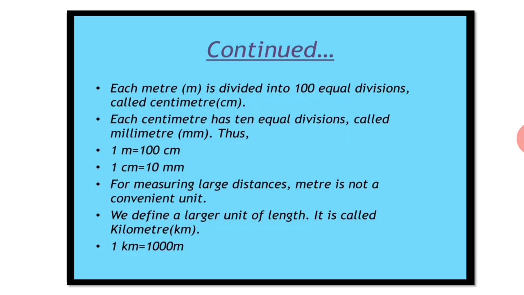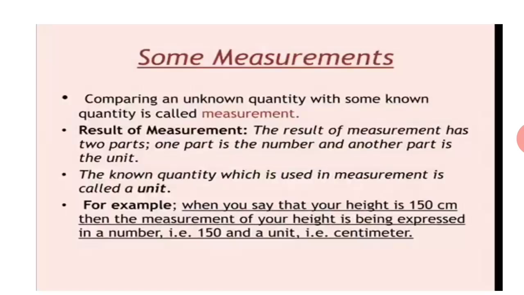For measuring large distances, meter is not a convenient unit. So what do we do when we are talking about the distance between Kota and Delhi? We don't talk in meters, we talk in kilometers. We define a larger unit of length called the kilometer. 1 kilometer is equal to 1000 meters. This is how it is measured.